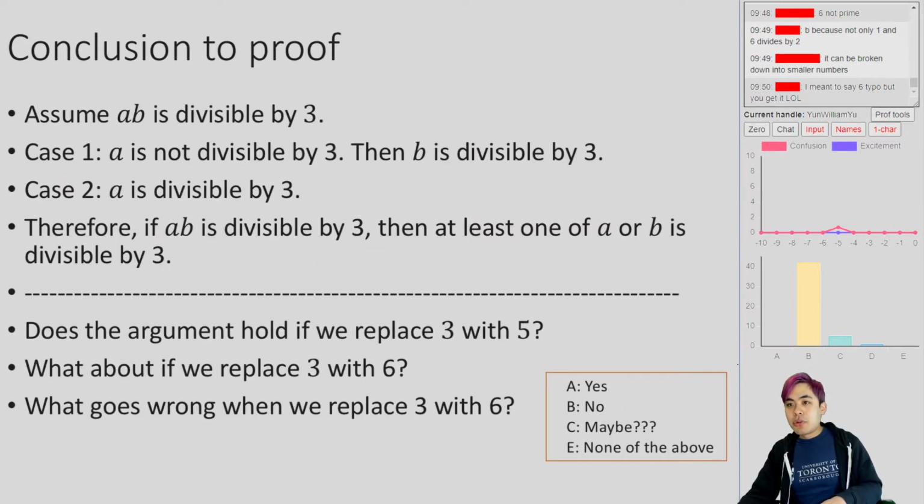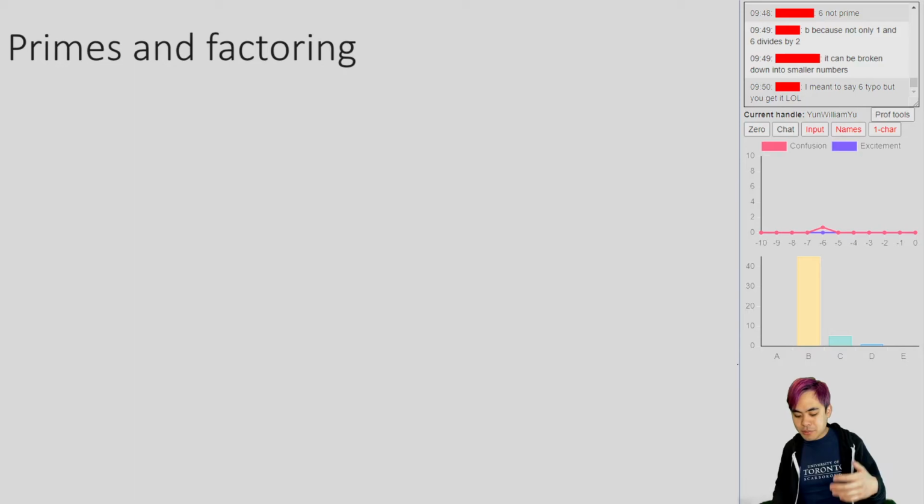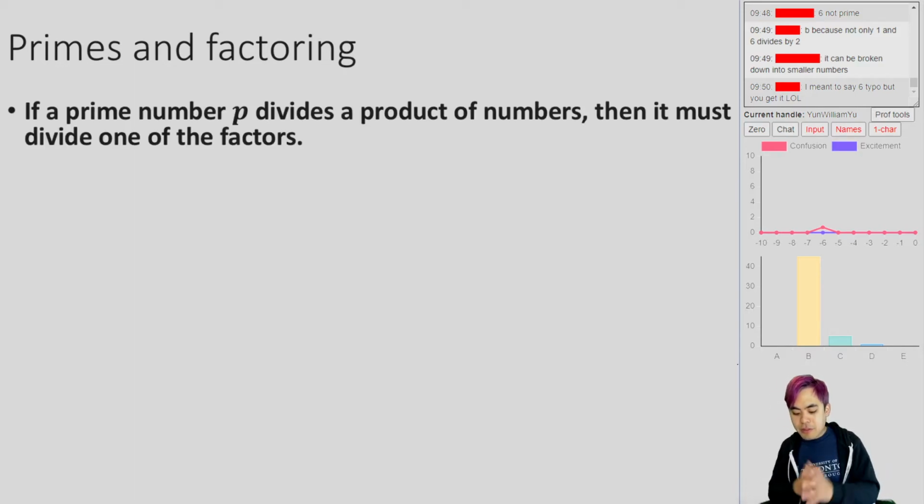Okay, so what we just did is we just finished this proof, and we showed that this proof works for any prime number, but not for any composite number. And that, of course, brings us to our punchline, which is that if a prime number p divides a product of numbers, then it must divide one of the factors.